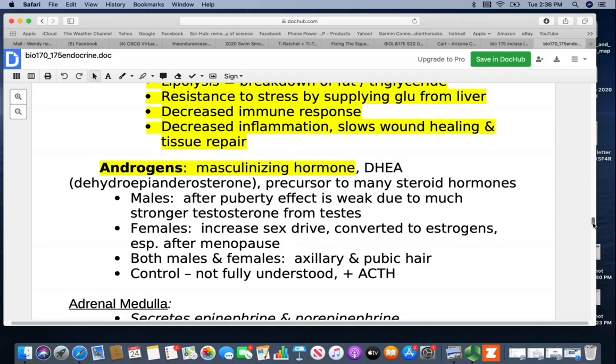It is stimulated by adrenocorticotropin hormone, so stress can affect levels of this. When we say increased sex drive, increasing the levels of this is not really a way to increase a female's sex drive. It will actually do more masculinizing of her body, which is likely not going to be the desired effect.